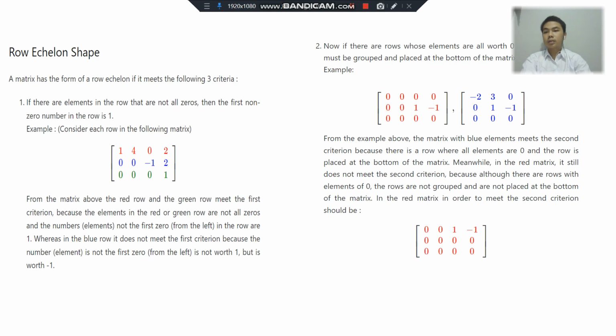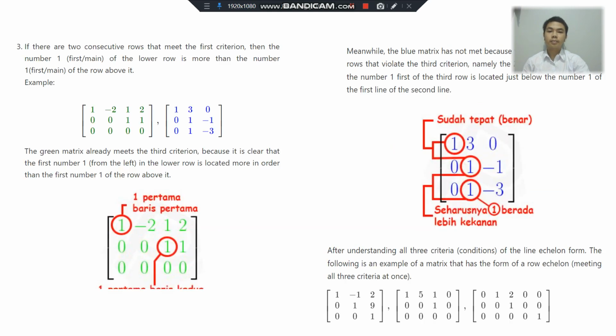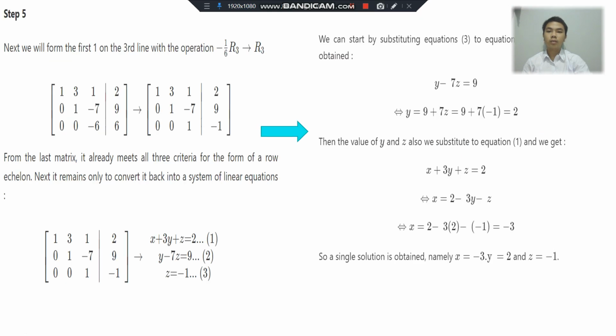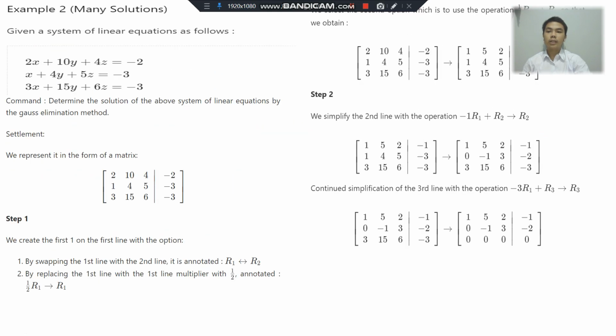This is the row echelon shape. About matrices, a matrix has row echelon form if it meets the following three criteria. There are three criteria of row echelon shape. This is the example with a single solution. Here are steps 1, 2, 3, 4, 5. Example 2 with many solutions. Step 1, step 2, step 3.